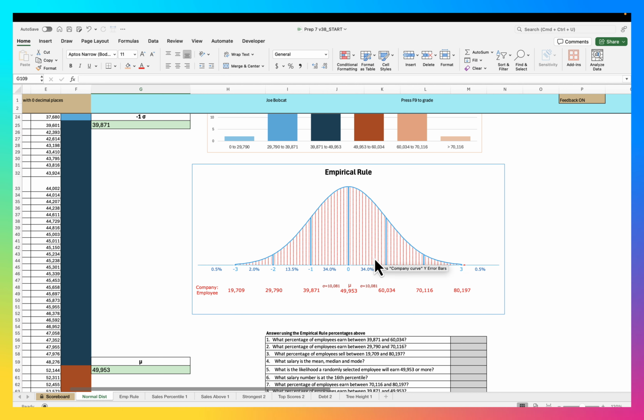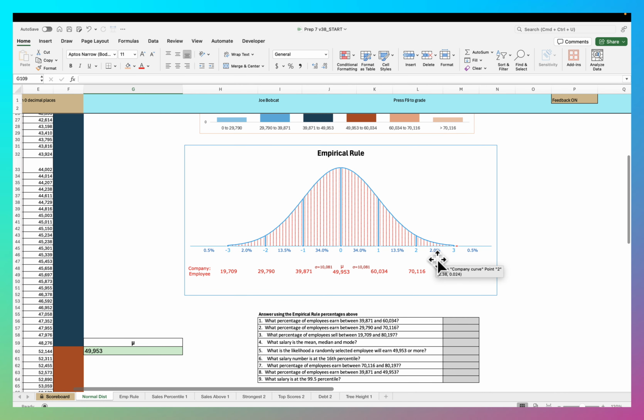Sometimes this empirical rule is also called the 68, 95, 99 rule. Because if you think about it, within 1 standard deviation either side, 34 plus 34 is 68. Within 2 standard deviations, it's the 68 plus 13.5 and 13.5, another 27, so there's your 95. And then add another 2 and 2, which is 4, and there's your 99.